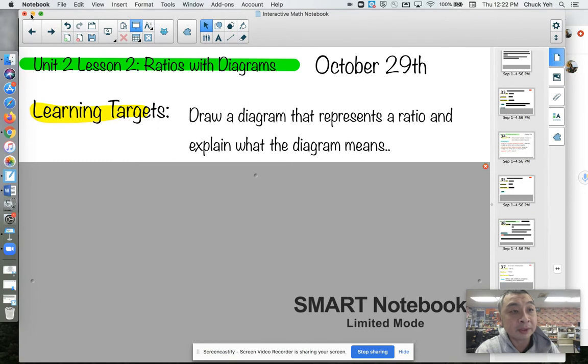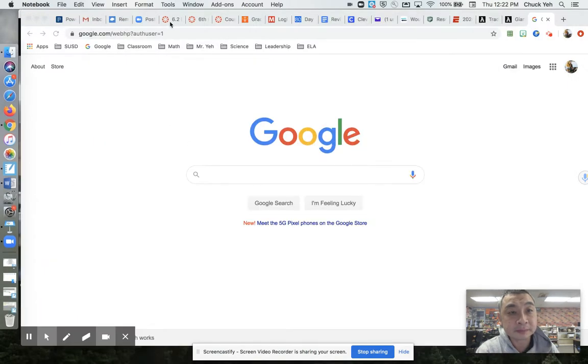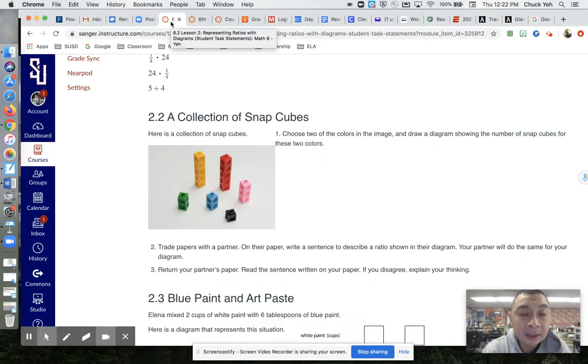And then we're going to go to the student task statements. We're going to write 2.2 and 2.3 in our notebooks. So, a collection of snap cubes. Here's a collection of snap cubes. Choose two of the colors in the image and draw a diagram showing the number of snap cubes for these two colors. So drawing a diagram.